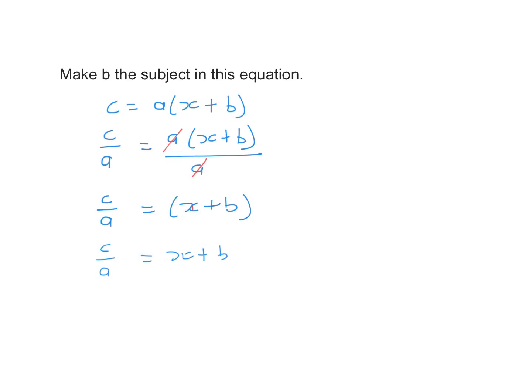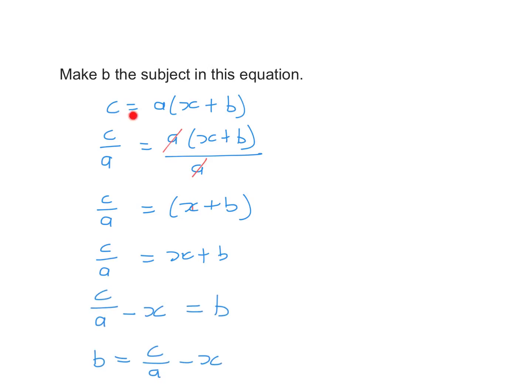Now I need to remove this x from this side, so because it's a plus, I'm going to subtract x from this side, which will cancel those out, and I need to subtract x from this side. So therefore I would have C over a minus x is equal to b, and therefore b would equal C over a minus x. So that's the first way you could do it.